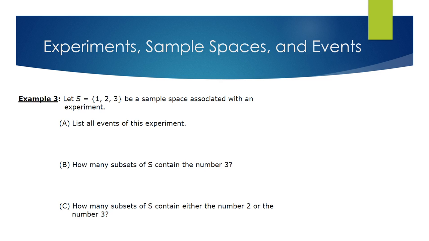Okay, so again, all events for this experiment are any and all subsets of the sample space. So the empty set is always considered to be a subset. I can have a set of nothing from S, so it is possible. The set of 1, the set of 2, the set of 3, those individuals would be subsets. I have the set of 1 and 2, the set of 2 and 3, the set of 1 and 3, those would be subsets that contain 2 elements. And of course, I only have one possibility for a subset that contains all 3, and that's basically S itself. So any sample space could be a subset of itself.